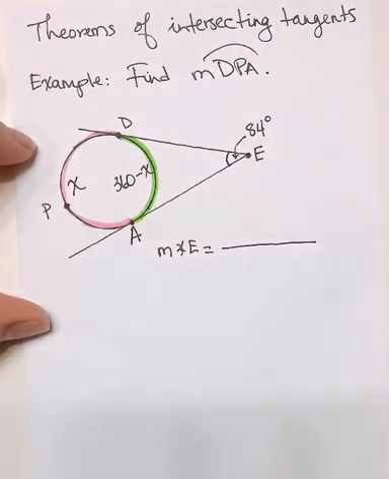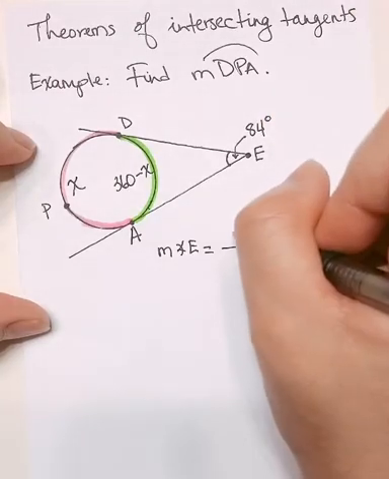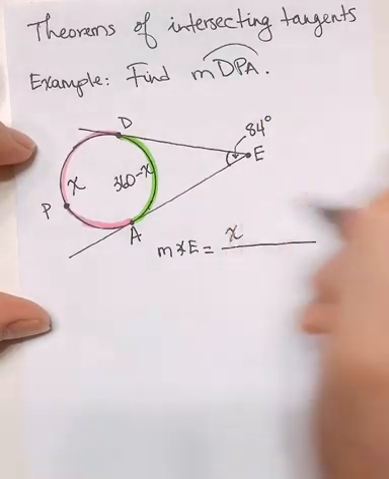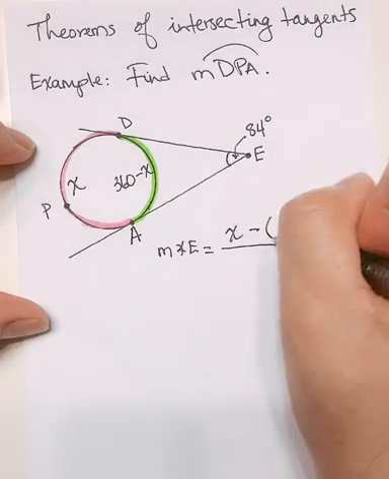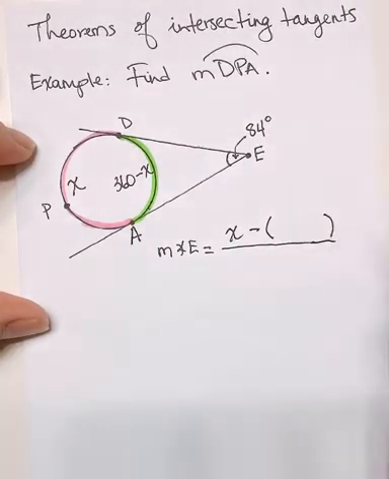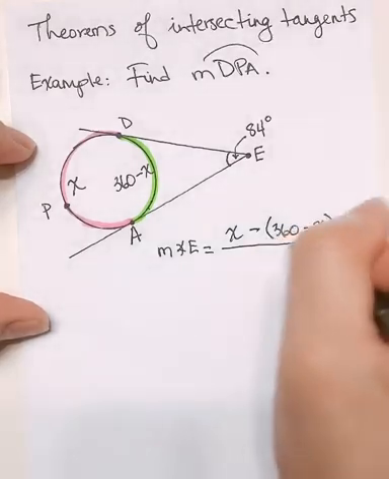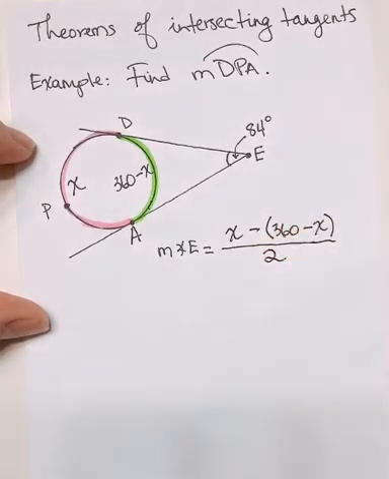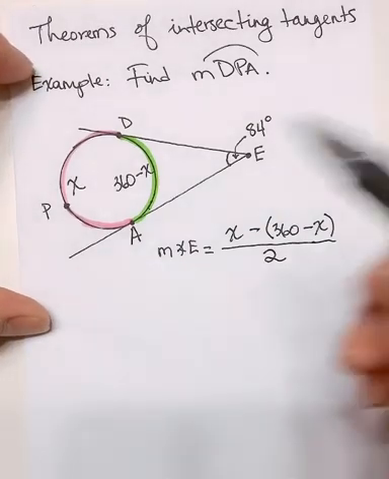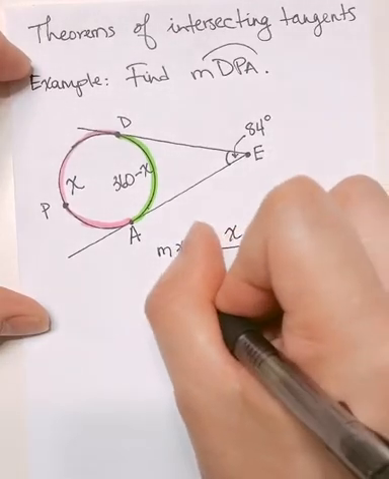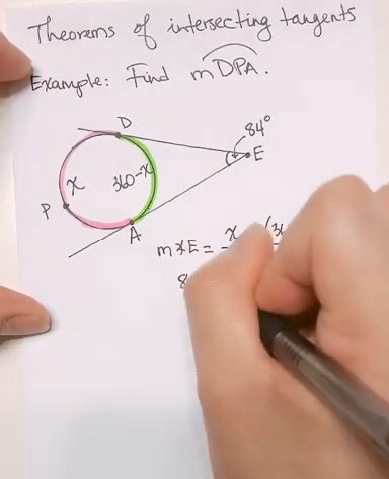So I'm going to substitute, all right? So major arc minus minor arc. Major arc would be my x minus the whole entire minor arc, which is 360 minus x. And all of that is divided by 2, right? So now I'm going to substitute and do some cleaning up. The measure of angle E is given to us, which is 84, equal.